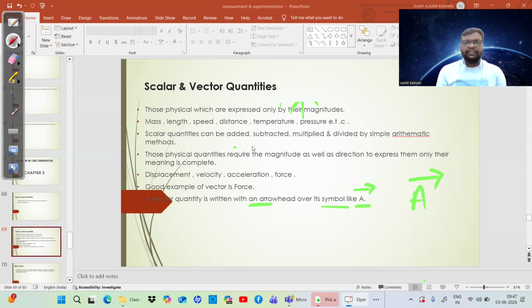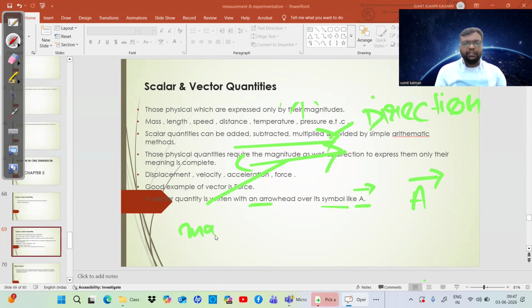Now, students, this arrowhead will represent direction. And students, what will this line represent? This line will represent the magnitude of the vector. So this was all about vector quantity. Next.